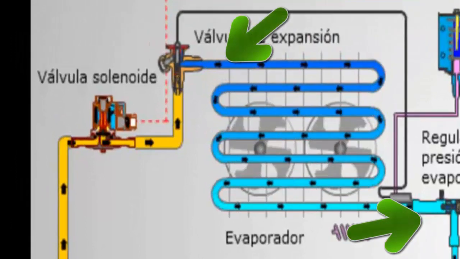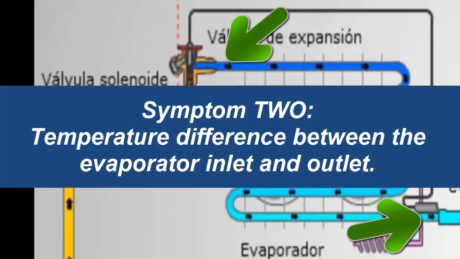Let's focus here on the evaporator. What are we going to do in the evaporator? We are going to do a temperature measurement. We must do this temperature measurement between the entrance of the evaporator and the exit of the evaporator. When the difference between the entrance and the exit is very high, that is another characteristic symptom of the lack of refrigerant gas.